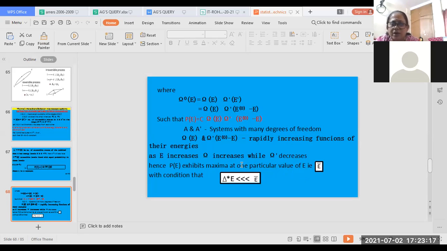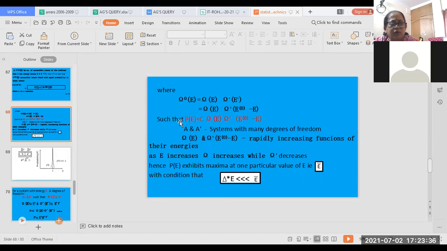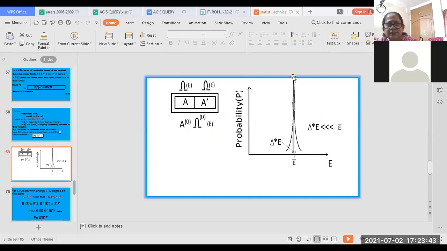Here one small condition I have put: the maximum will occur at one point, which I will call the average energy, E bar. The condition for E bar is that it should be very, very large compared to the line width of this plot. If you come to the next slide, you can see my whole system is A0, made up of A and A dash. The total accessible states are omega 0, and the individual accessible values are omega E and omega dash E dash.